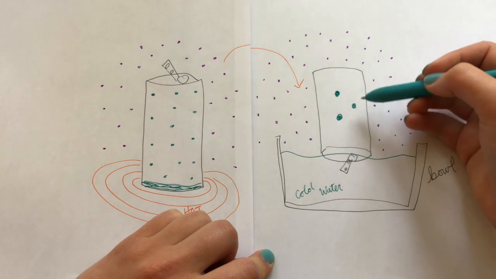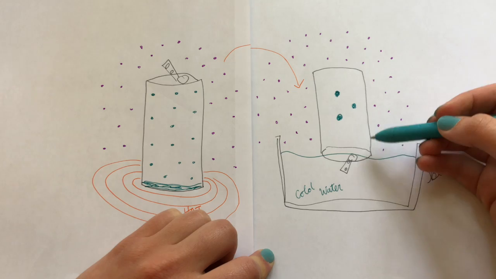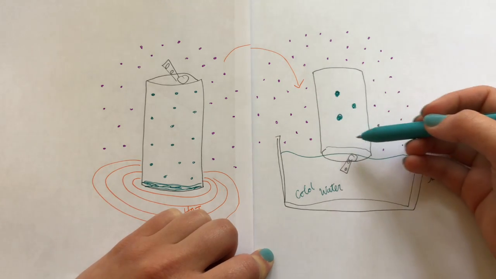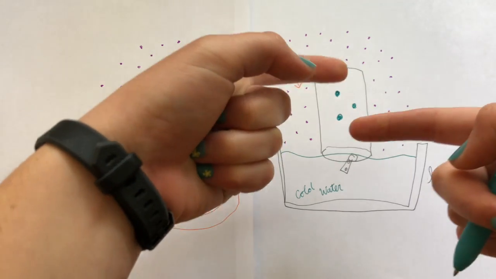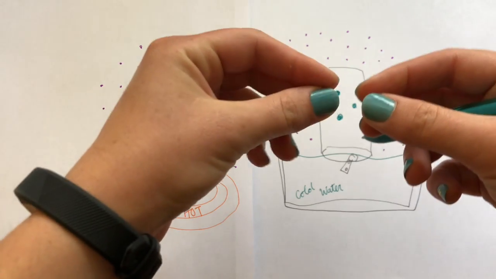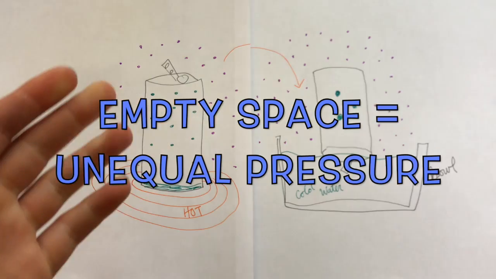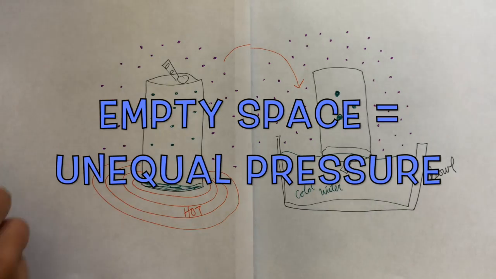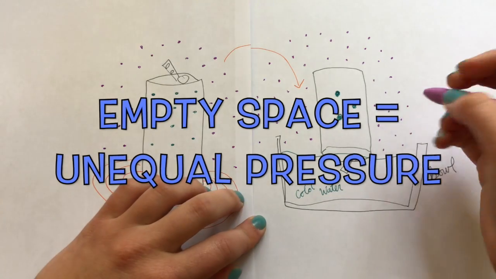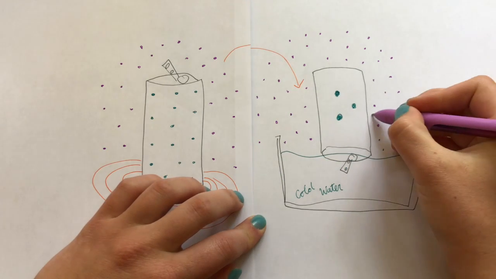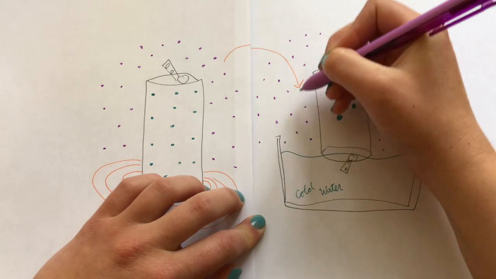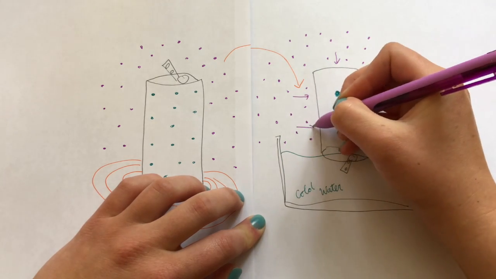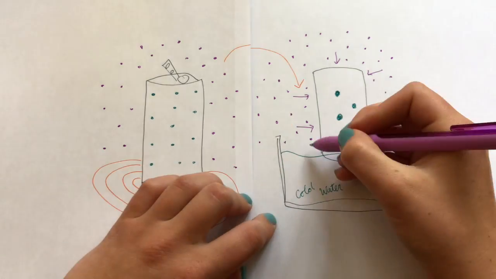Now, what you can see is that there's all this empty space inside of the can, where all of these particles used to be bumping up against each other and pushing outside on the can. Now there's all this empty space where there's not molecules anymore. What's going to happen, and what you do experience in this experiment, is that all of the air outside of this can is still pushing in, it's still pushing in.